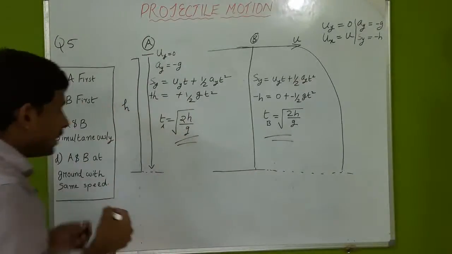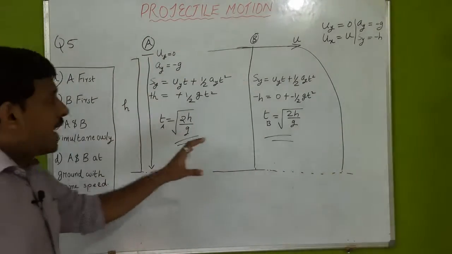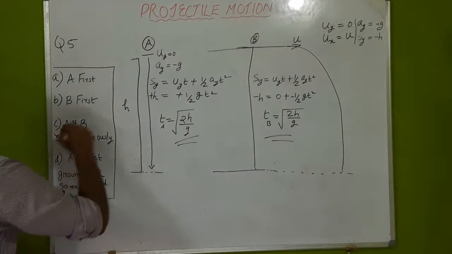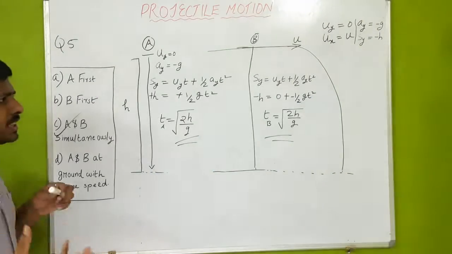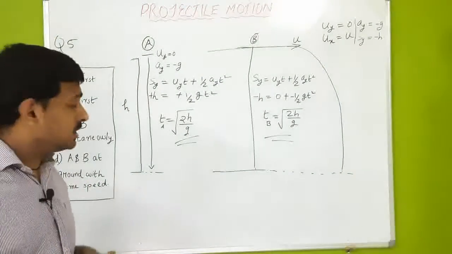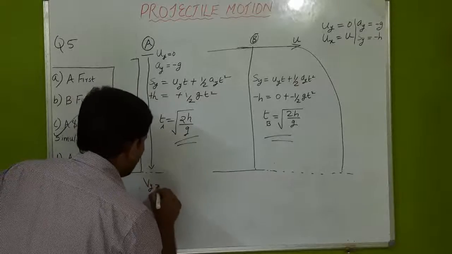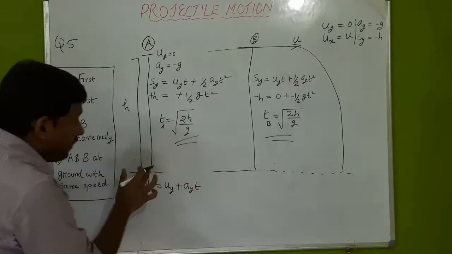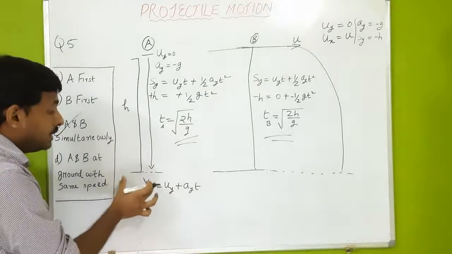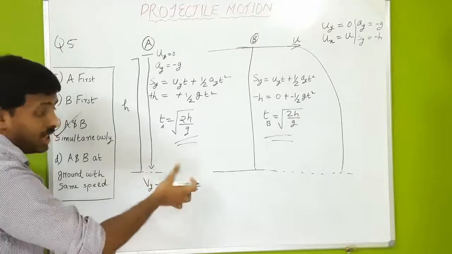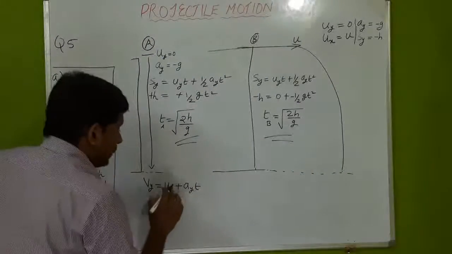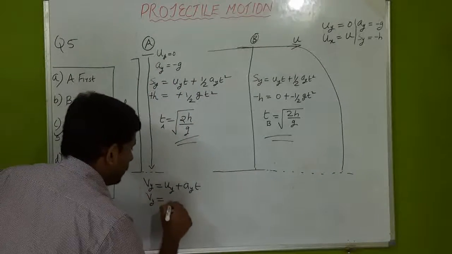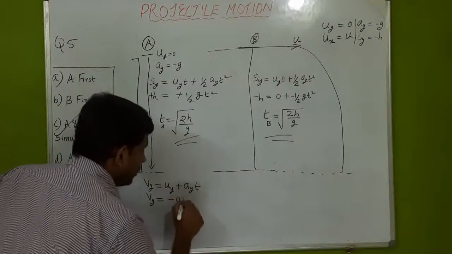So from these equations we can understand that both particles A and B take equal time. So both will reach the ground simultaneously. That is the answer. Now let's check what will happen to their velocities. The y component of velocity vy is equal to uy plus ay into t. At the point where it reaches the ground, vy is equal to initial velocity plus ay into t. Here ay is minus g. Therefore vy is equal to minus g into t.